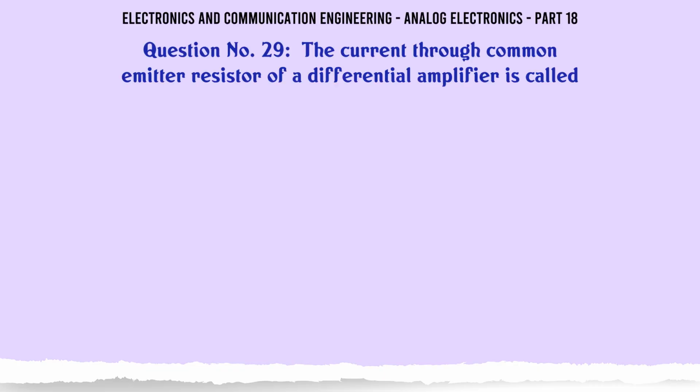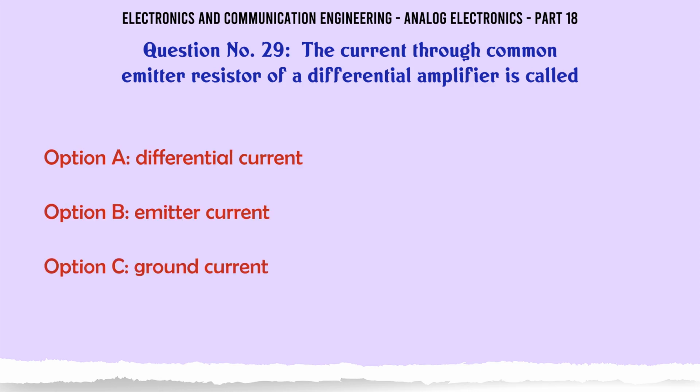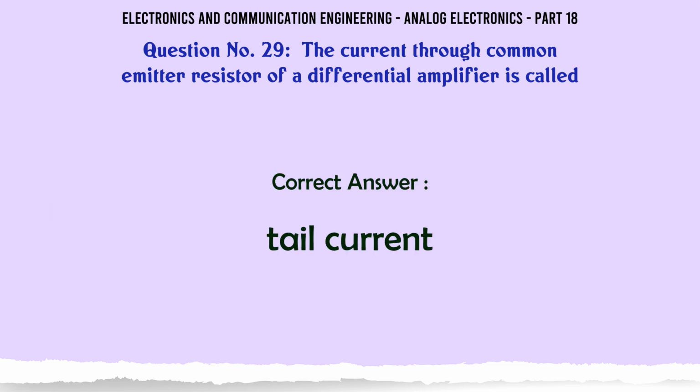The current through common emitter resistor of a differential amplifier is called A. Differential current, B. Emitter current, C. Ground current, D. Tail current. The correct answer is tail current.